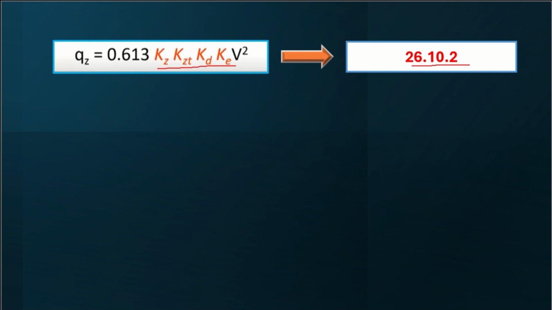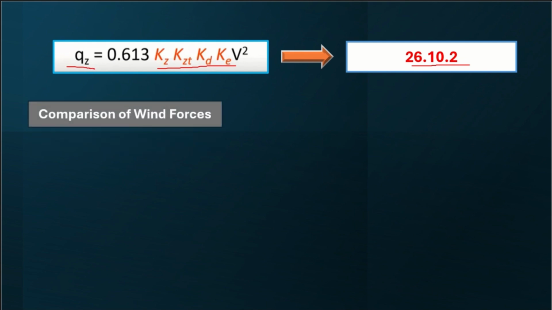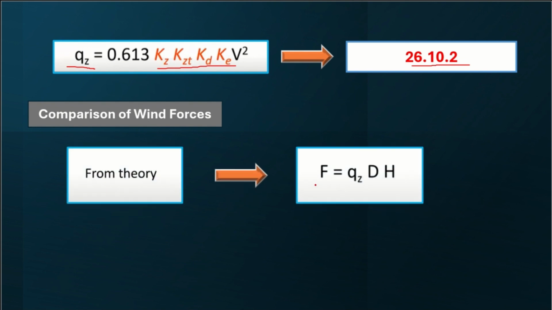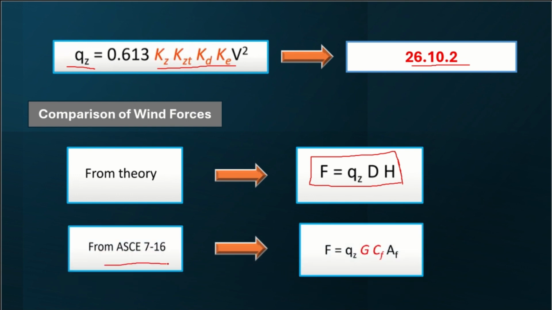Once you find the wind pressure, next we need to calculate the wind force. From theory, we calculated wind force as F equals qz into D into H. I already explained this formula in the previous lecture, that is in part 1. If you compare this with the code, ASCE 7-16, the code-given formula is qz into G into Cf into Af. This Af is nothing but D into H, guys. But you can see here there are two new factors that came into the picture, that is G and Cf. We will discuss these factors in detail in the next lecture, guys. Thank you, guys.